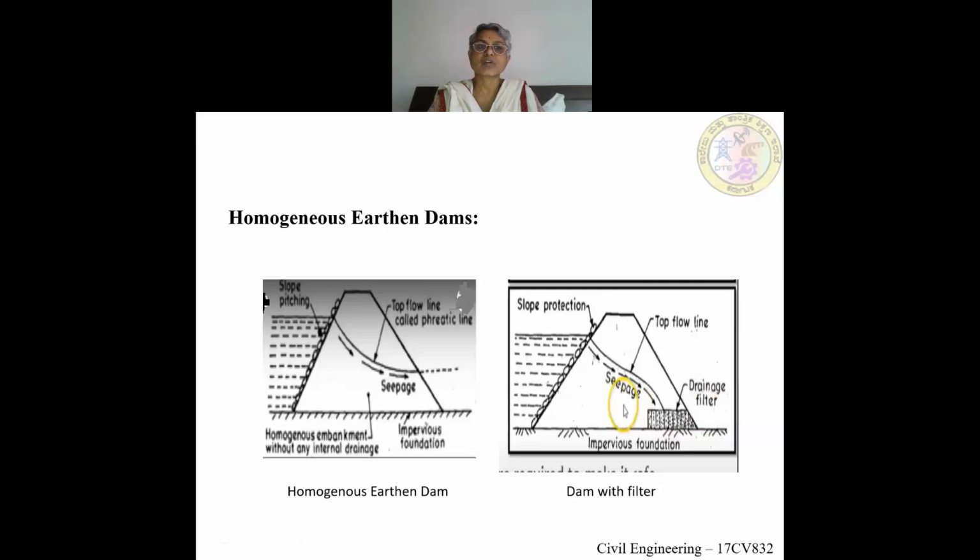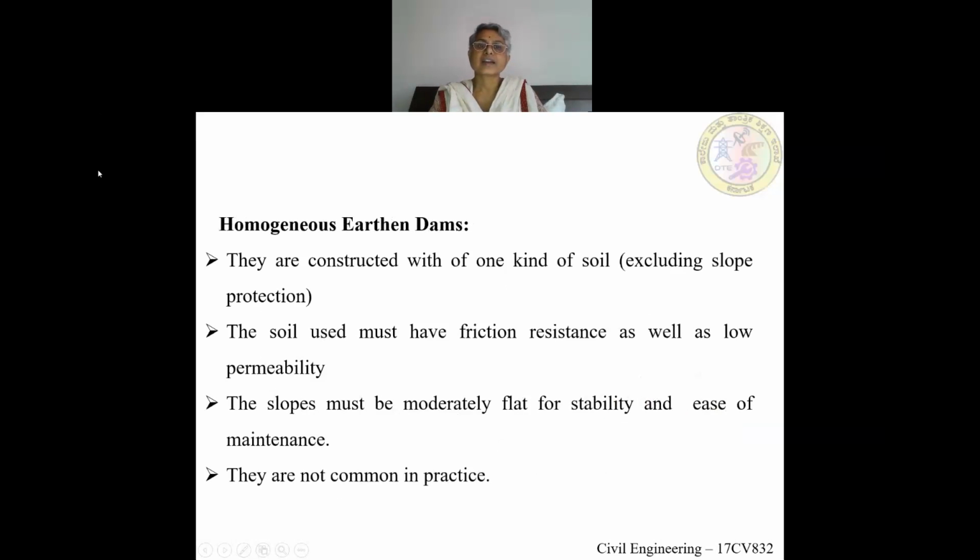So this is what actually happens in the homogeneous earthen dam. In the homogeneous earthen dam, we have to provide a drainage filter so that the seepage line, or the phreatic line, does not pass through the downstream, as shown in the figure. Just to revise, they are constructed with one kind of soil, excluding the slope protection, that is the pitching, as I already told you earlier, and the soil used must have friction resistance as well as low permeability. So the permeability should be low.